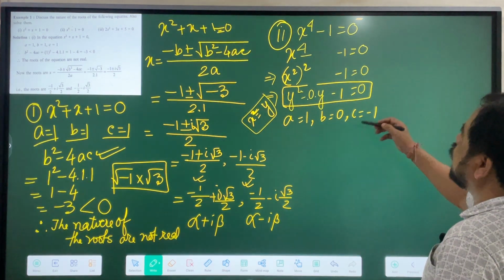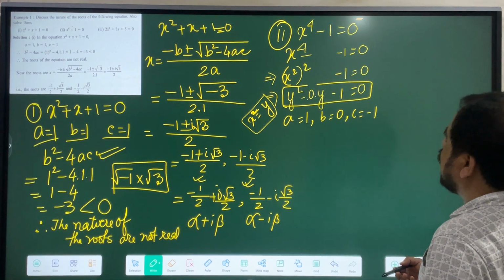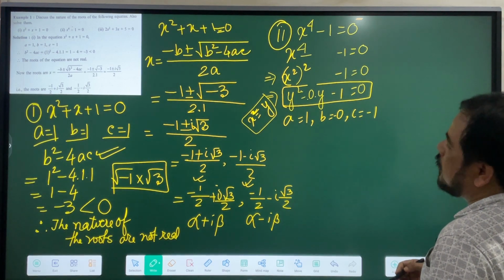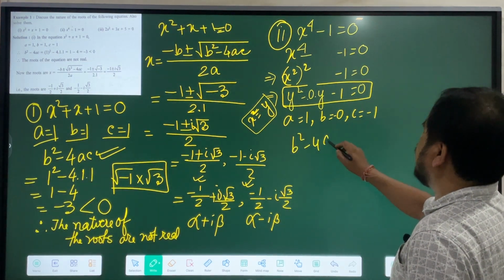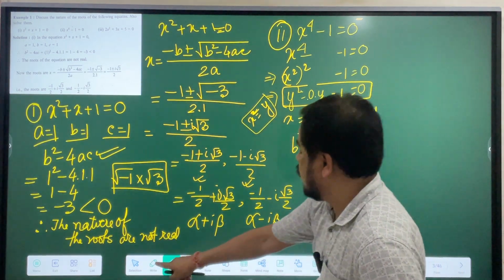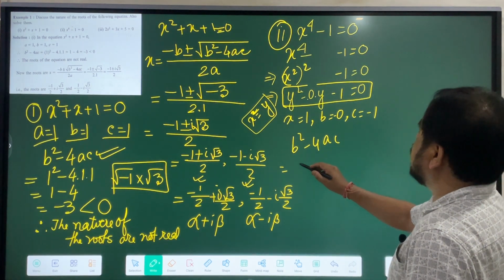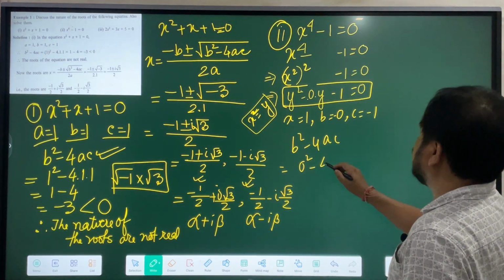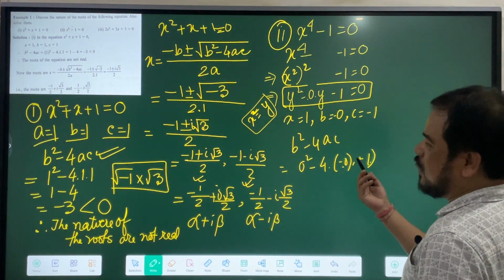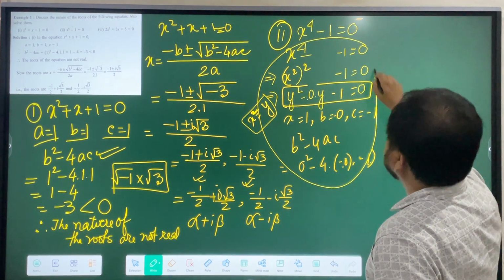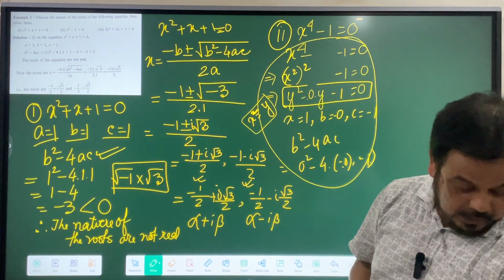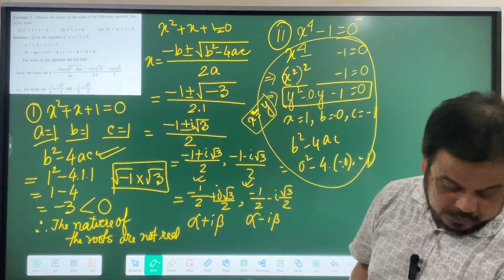So we can find out b square minus 4ac. Root is not required. b square is 0 square, minus 4 into 1 into minus 1. So actually you don't have to do this, because this is not a quadratic equation. So we don't have to find out the nature of the roots. In the book also it was not found.